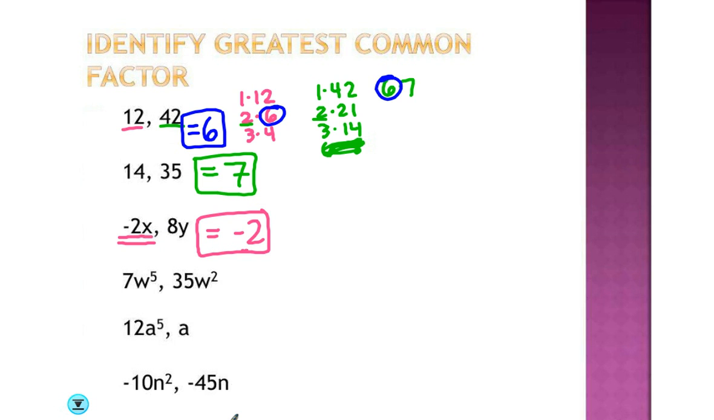So now let's talk about this next one. What's the GCF between 7 and 35? Hopefully you can recognize that 7 is the GCF there. Now we need to talk about the variables.